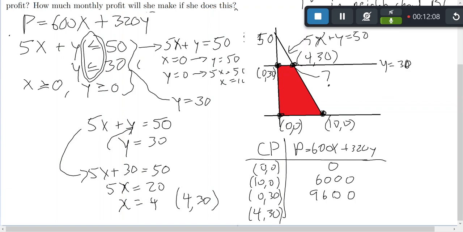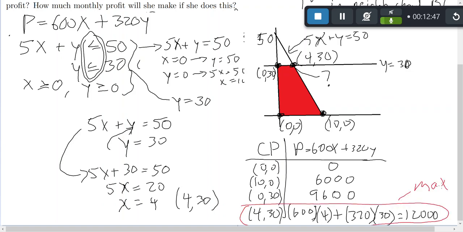And then if you plug in 4 and 30, I get 600 times 4 plus 320 times 30. I already calculated 320 times 30, so I know that's 9,600, and 4 times 600 is 2,400, so it's 9,600 plus 2,400. That comes out to 12,000. So this is the maximum. We found it. Now we just have to interpret it.